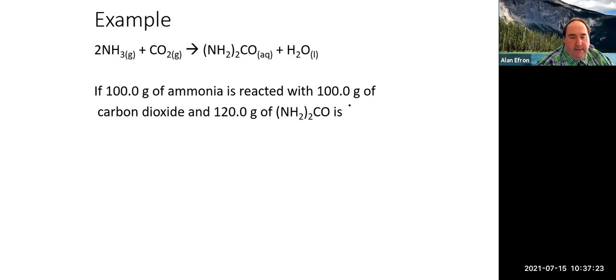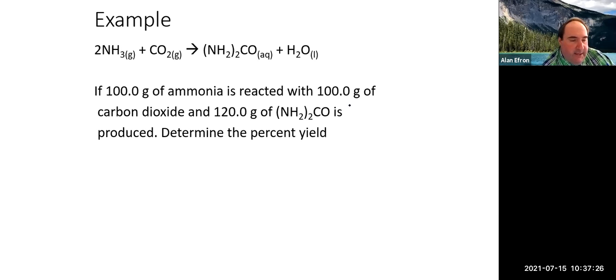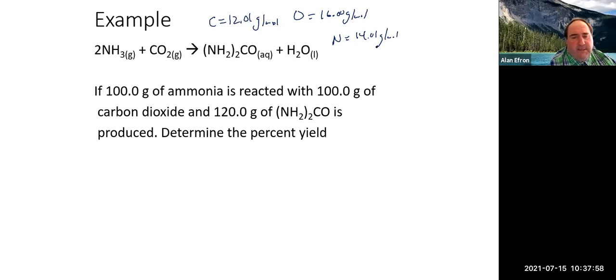All right, so let's try another one here just to make sure. Here we're doing 100 grams of each of these, and we want to know what is the percent yield if we produce 120 grams of our product. So take a few minutes to see what you come up with. I'll give you some numbers here, it'll be helpful. Carbon is 12.01. Oxygen is 16. And nitrogen is 14.01. All right, so take a few minutes. We're looking for percent yield here, so see what you come up with.